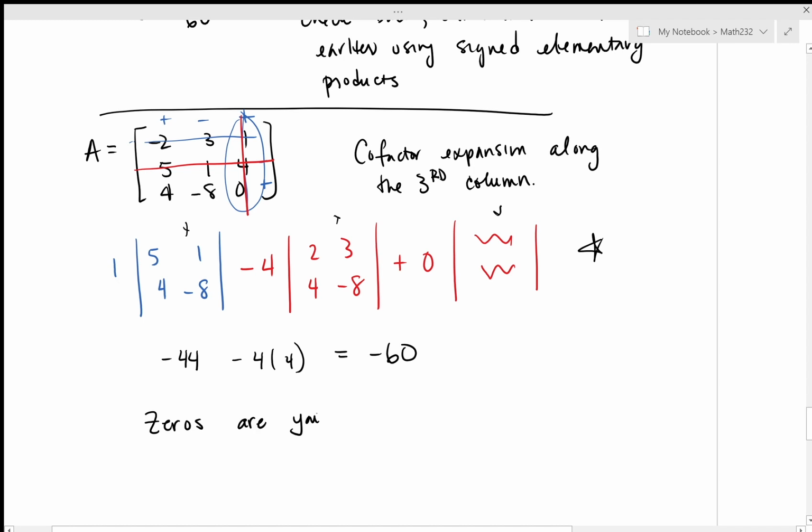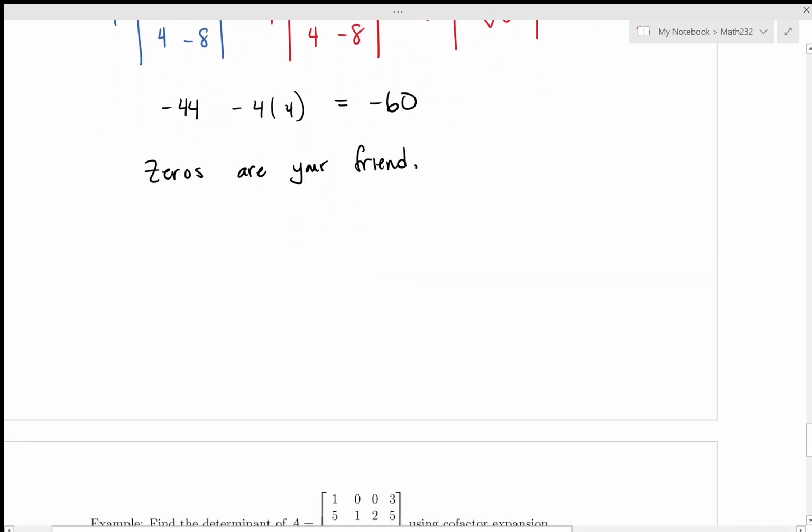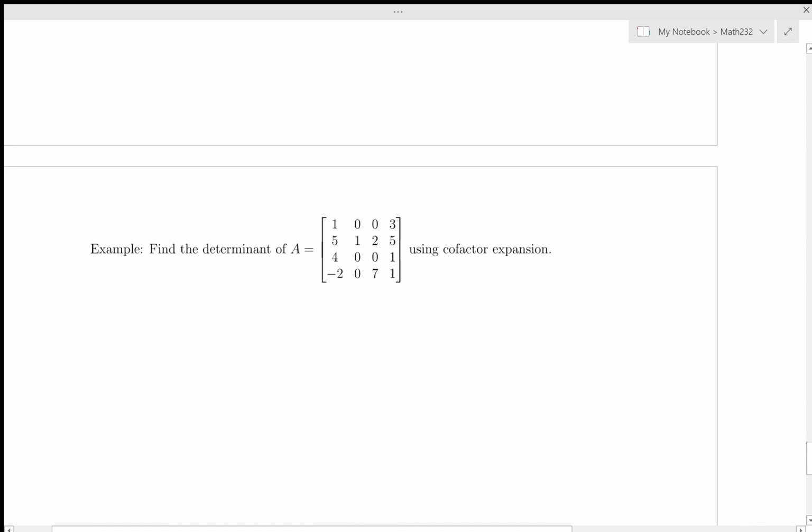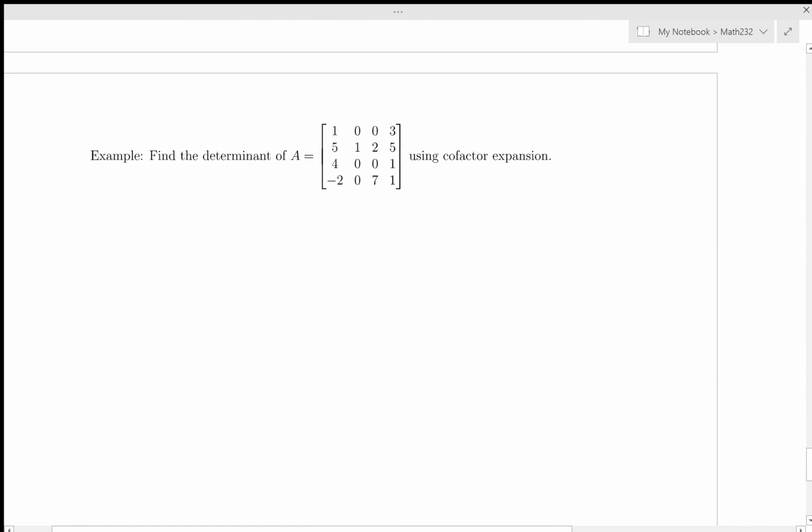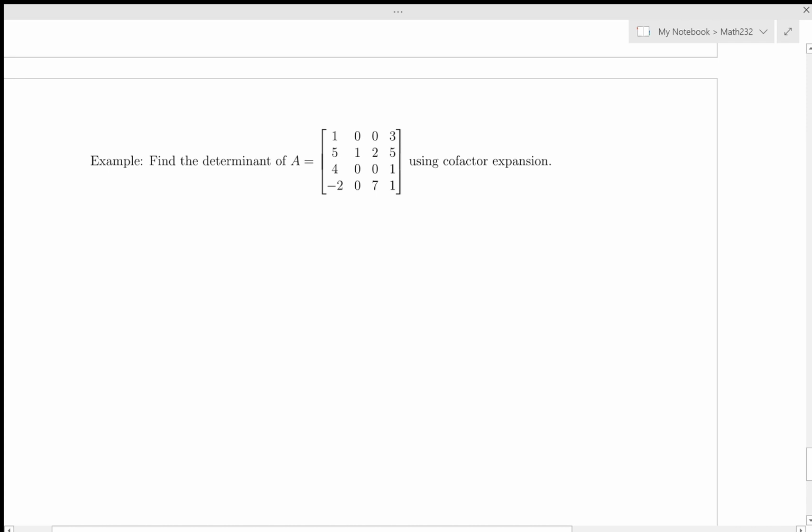Make use of them. Okay, let us do then the final example, which will be to do a determinant of a 4x4 matrix using cofactor expansion.